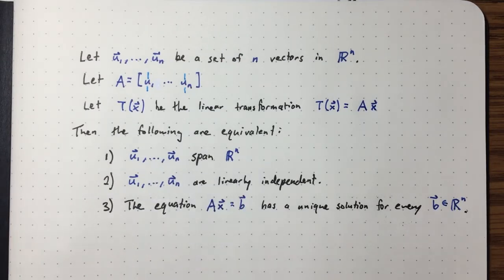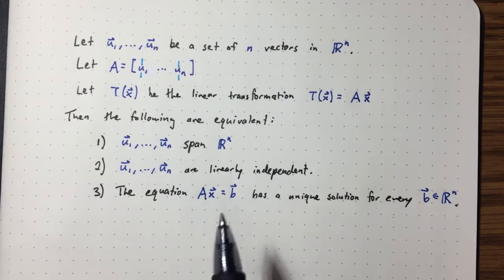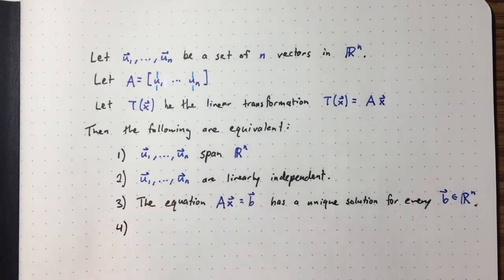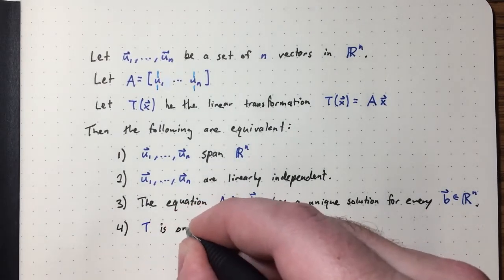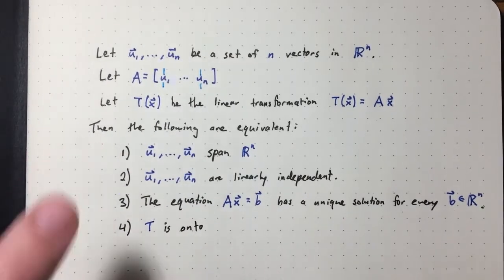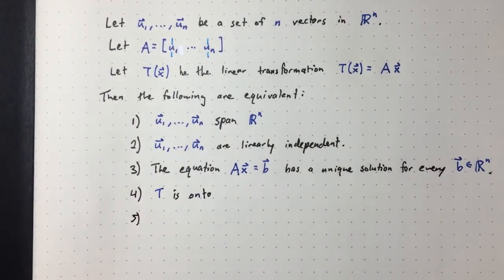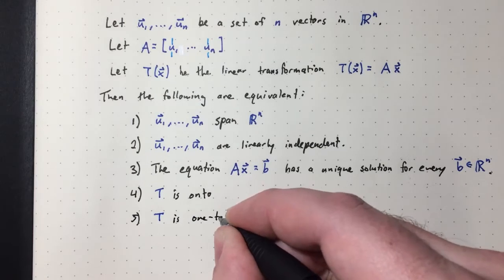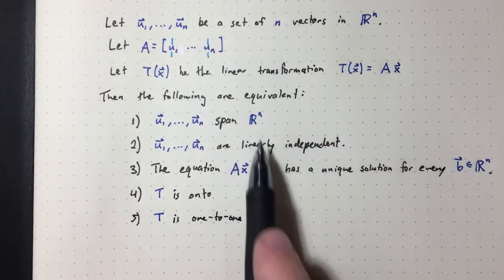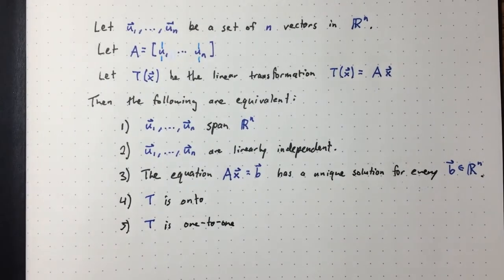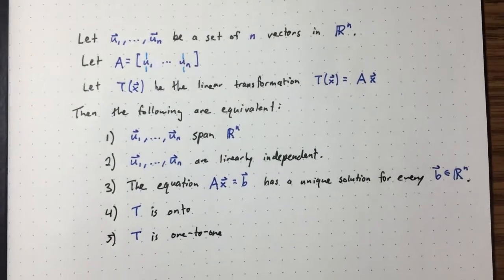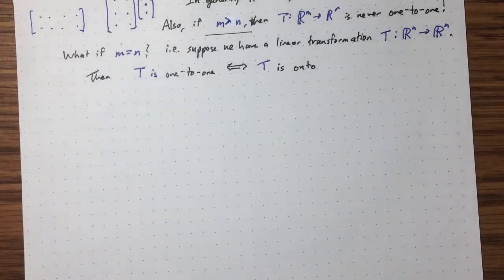Okay, well, if the columns span Rn, what can we say about the linear transformation? Well, we just saw what we can say, right? We can say this is onto. Okay, so this is equivalent to number one. And then if the columns are linearly independent, then we can say T is 1 to 1. And again, because these are all equivalent, these are also equivalent, right? Onto and 1 to 1 are the same concept. Great. Okay. So we're going to add more to this in the future. So let's put that aside for now.